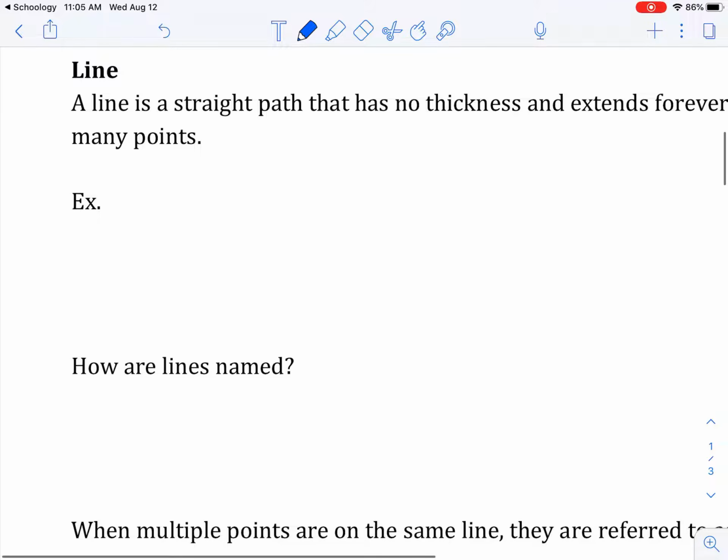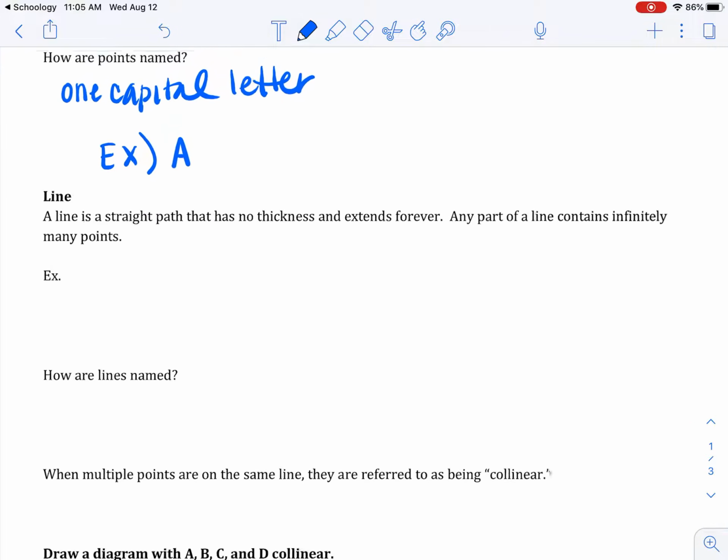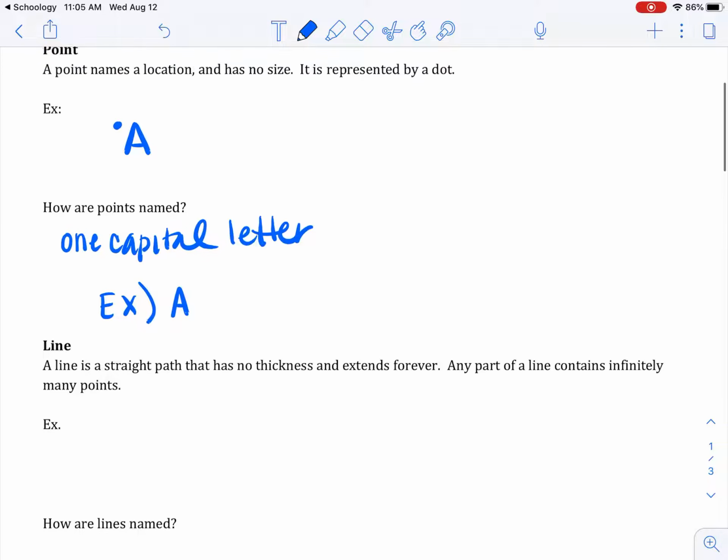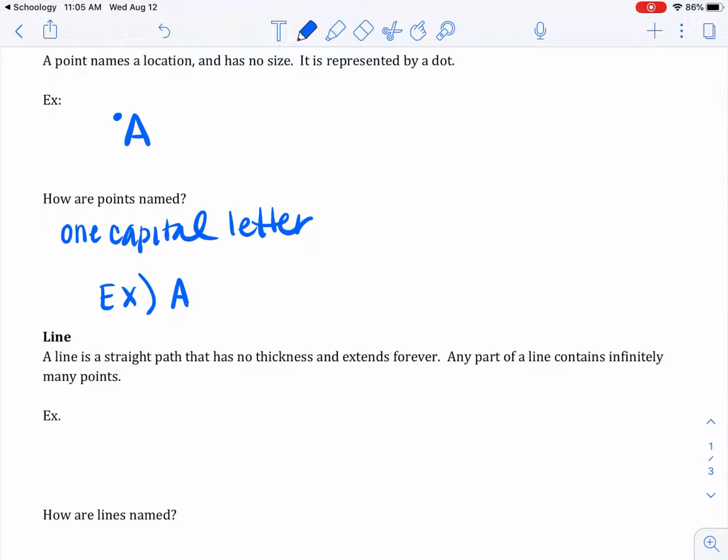All right, next one is a line. A line by definition is a straight path that has no thickness and extends forever. Any part of the line contains infinitely many points. If I drew this line right here, also if you hold your pen still, it'll make a perfectly straight line there. If I asked you how many points are on this line, the most common and correct answer is 2. But there are infinitely many points on that line.